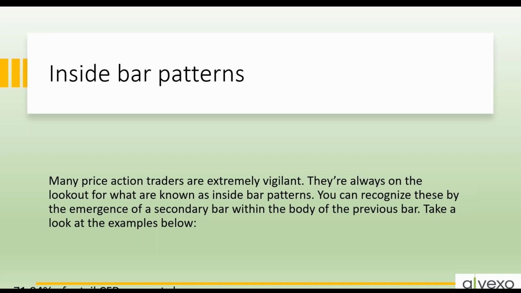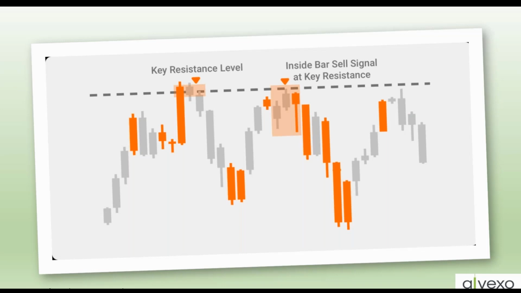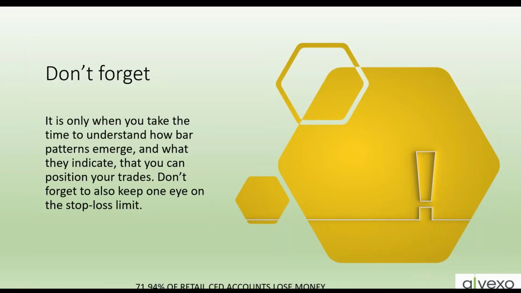You have your support and resistance, you have your volume. You need a little bit more information to make the trade. So inside bars and mother bars are a fine way to do it. And then forming directly on support and resistance levels can give you a clue about what the market is going to do. But it's only when you take the time to understand how bar patterns or chart patterns or candlestick patterns emerge and what they indicate that you can position your trades. But don't forget to keep one eye on the stop loss limit.